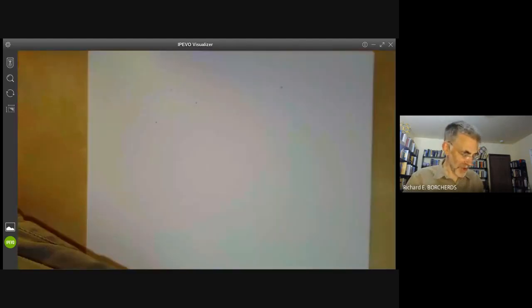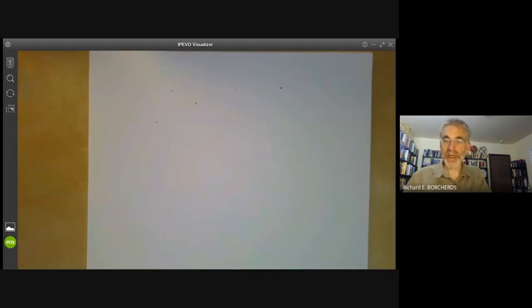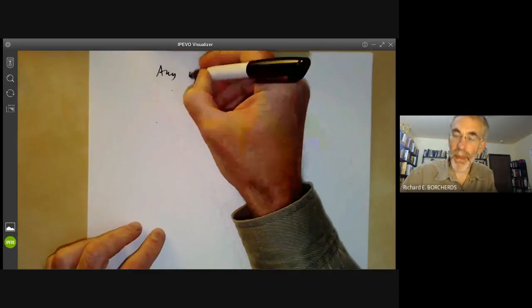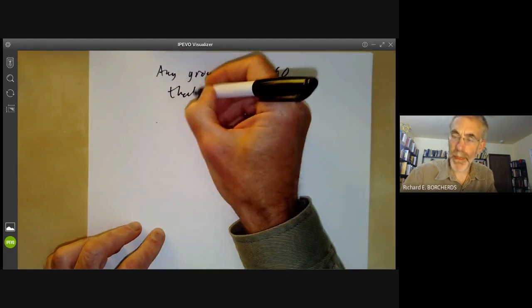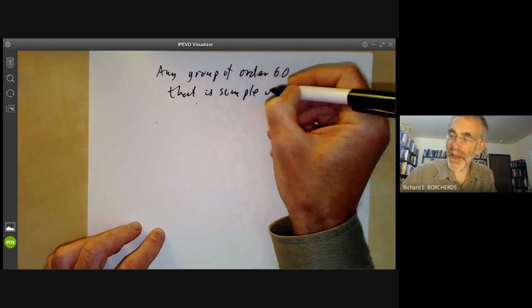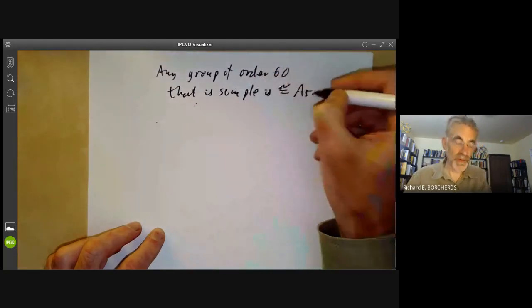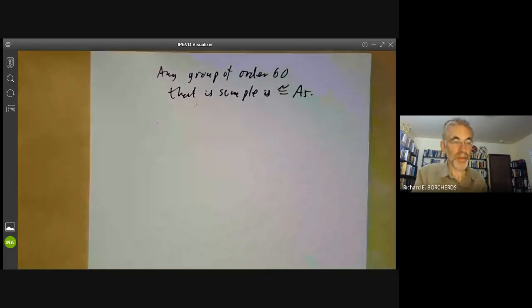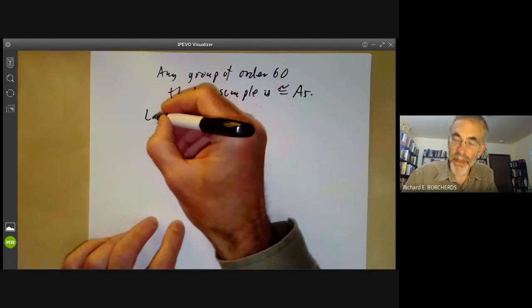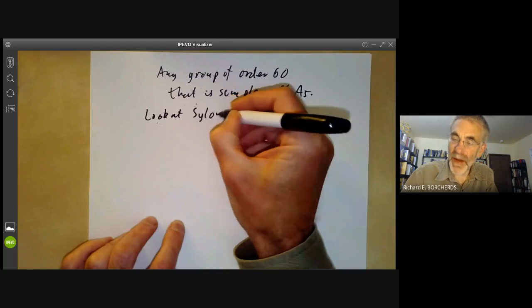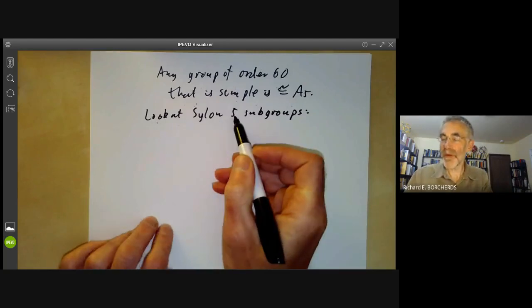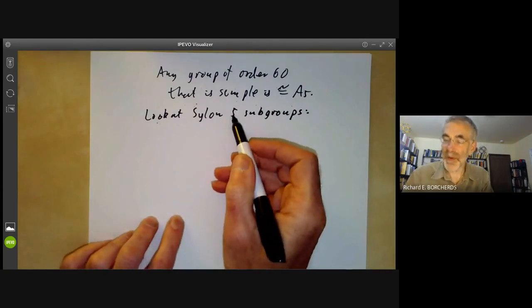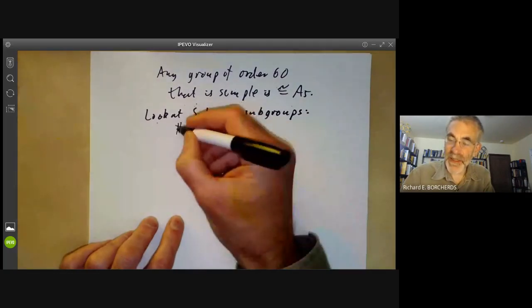So we can also show that any group of order 60 that is simple is isomorphic to A5, or the group of rotations of the icosahedron. And I'll sketch the proof of this without giving all details. First of all, we look at the Sylow 5-subgroups. Well, the number of them is 1 mod 5 and must divide 60, and there can't be 1 because that would be normal. So the number is 6.